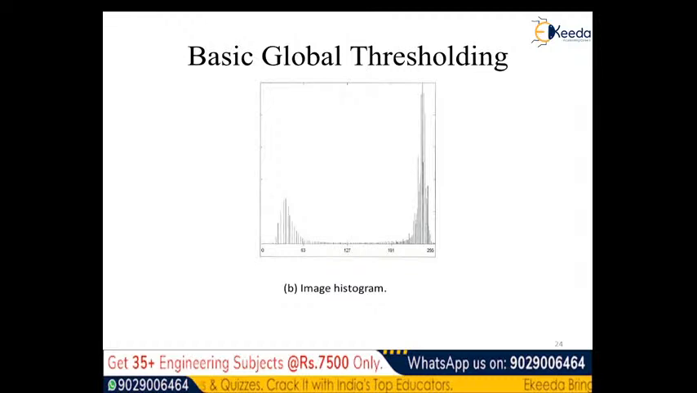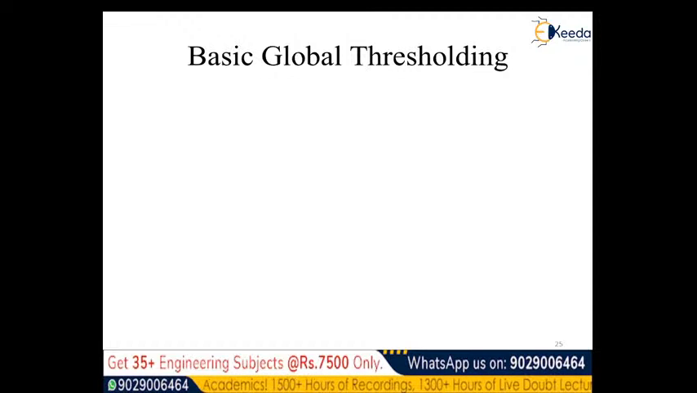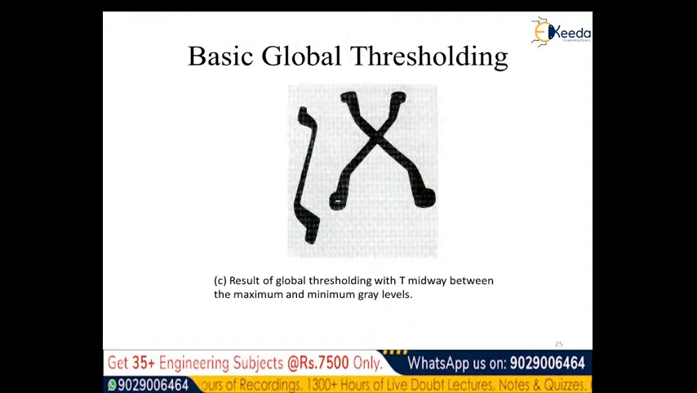Now when we carry out the global thresholding with capital T as a certain threshold which is midway for this particular histogram, it is having the maximum gray levels and the minimum gray levels here. So if the midpoint is selected, the corresponding resultant visualization of the image after thresholding is shown here. Now you see the change here.